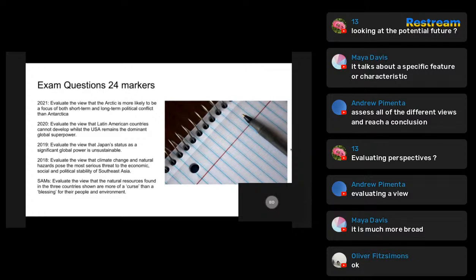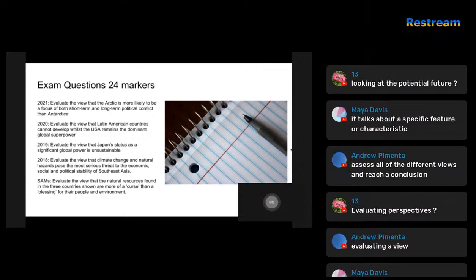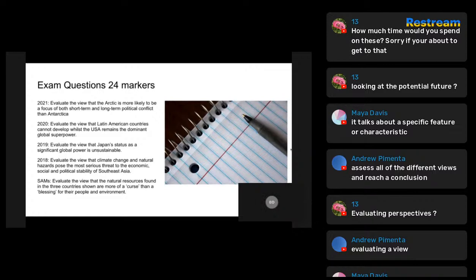Okay, so 24 markers. 2021, evaluate the view that Arctic is more likely to be a focus of short-term and long-term political conflict than Antarctica. So we could talk here for ages about the different people that are involved in control of the Arctic, but that's not what this session is about. The session is about trying to understand what the examiner is looking for.